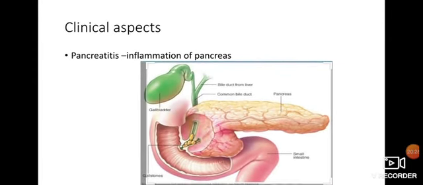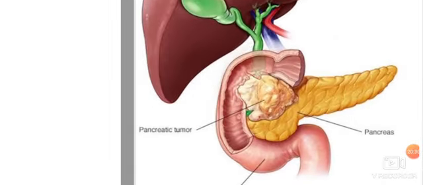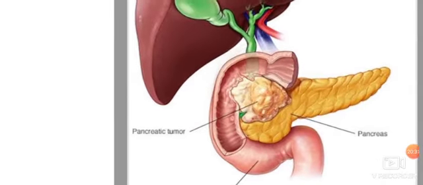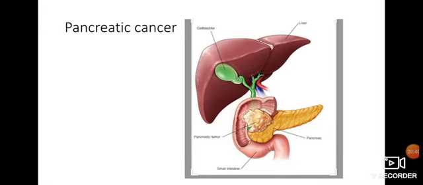Then the pancreatic cancer. In this picture you can see the pancreatic tumor. A tumor develops towards the head region, the upper part of the head region. This is a pancreatic tumor, it's a common condition.